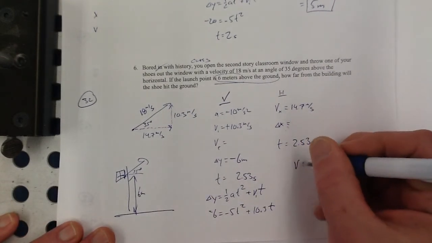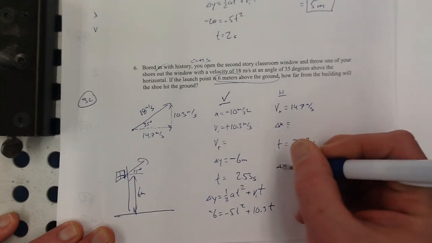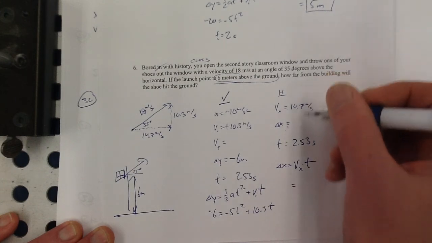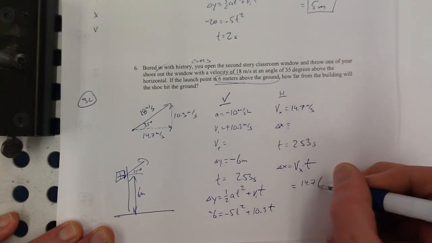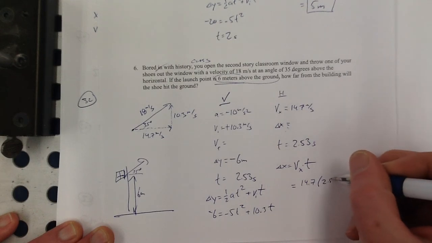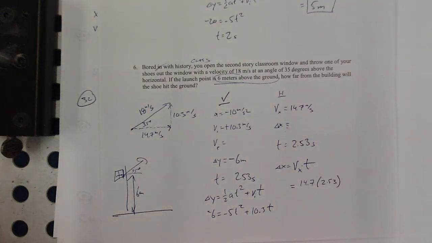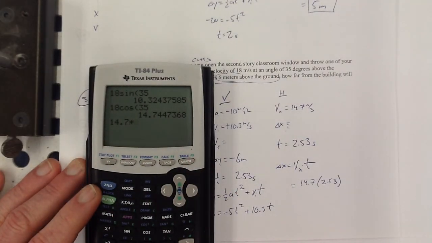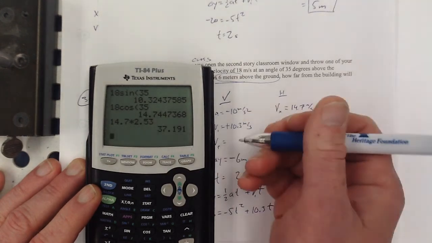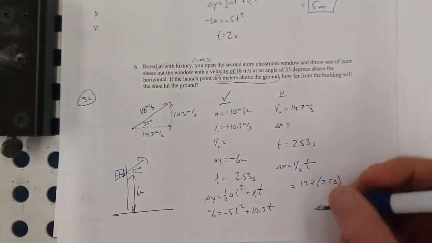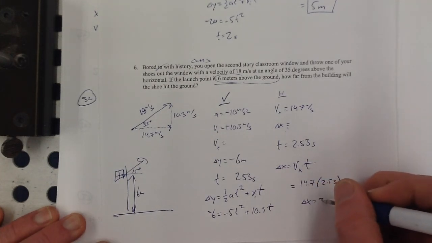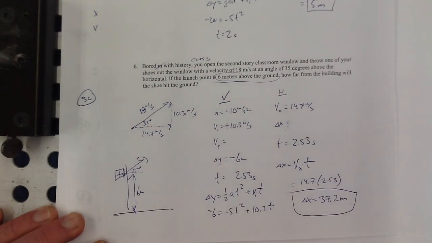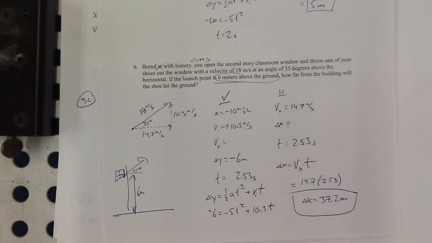All right, and then last thing to do is delta x equals Vx times t. So 14.7 times 2.53 is 37.2 meters. Pretty good toss. All right. That's all. That's your review.